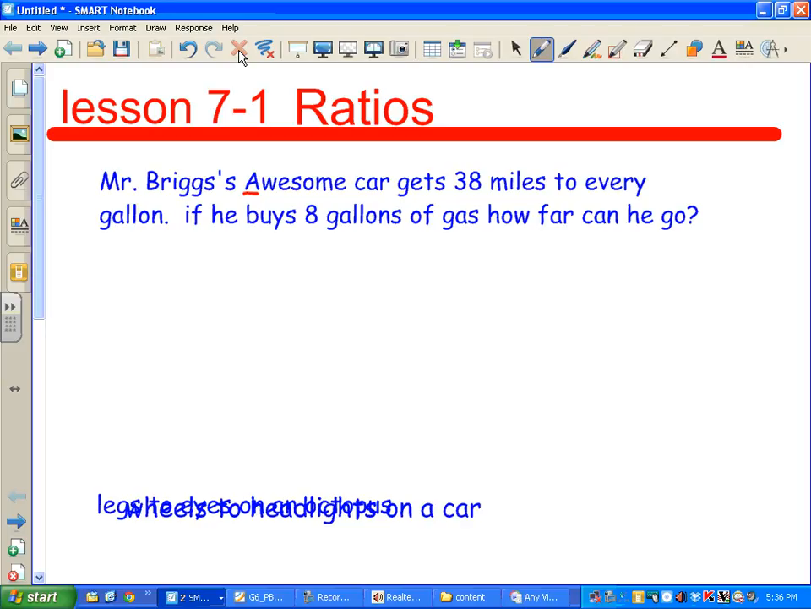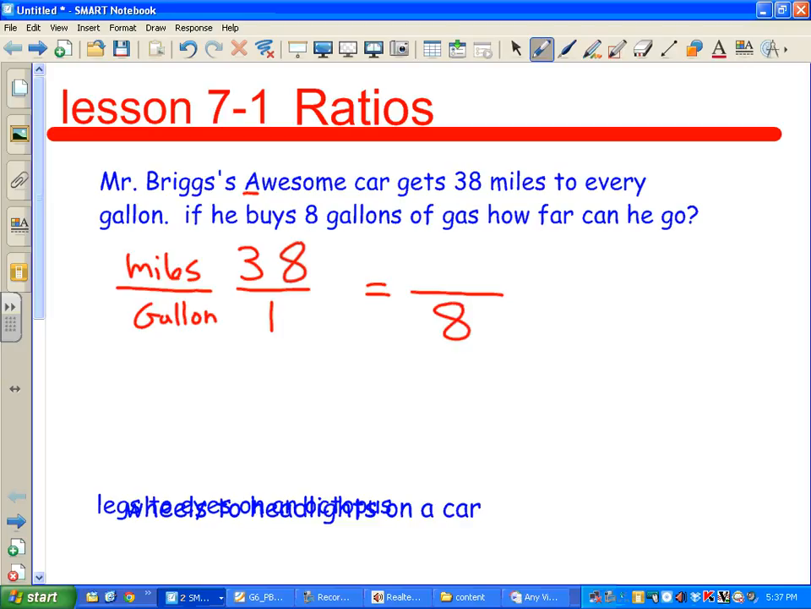Well, I'm going to write this out as a fraction because that is the easiest way to solve these ratio problems. 38 over 1, because I have miles on the top and I have gallons on the bottom. I can get 38 miles for every 1 gallon, right? And I'm going to set up my problem. 38 miles to the gallon. And whatever I end up with, I've got to make something that equals it, that has the same value, but it has an 8 on the bottom.